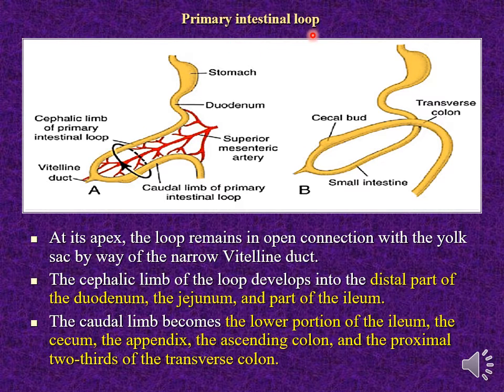At its apex, the primary intestinal loop remains in open connection with the yolk sac by way of the narrow vitelline duct. The cephalic limb of the loop develops into the distal part of the duodenum. This is the cephalic limb; it gives rise to the duodenum, jejunum, and part of the ileum. Whereas the caudal limb, this is the caudal limb of the primary intestinal loop, gives the lower portion of the ileum, cecum, appendix, the ascending colon, and the proximal 2/3 of the transverse colon.